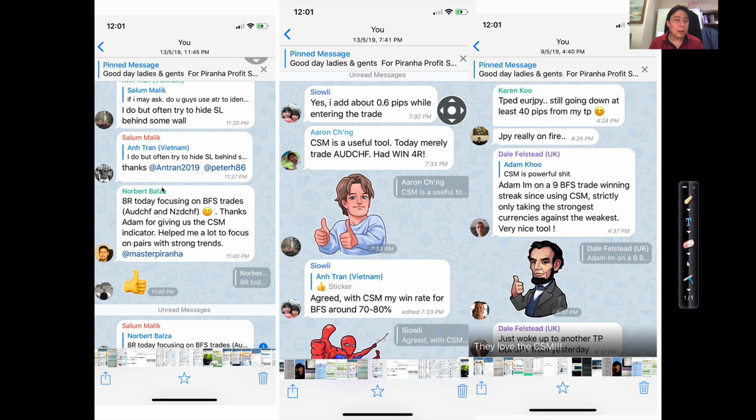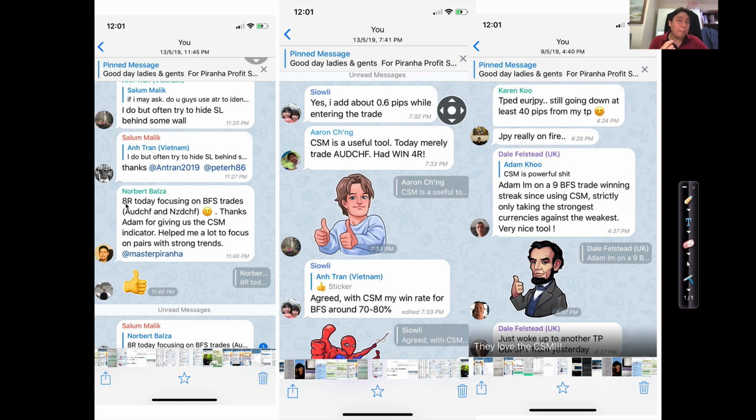This is from Norbert. I think Norbert's from Philippines, if I'm not wrong. He says 8R today. Now, in case you're wondering what is an R, when you place a trade, you either risk 1%, risk 2%, or risk 3%, right? So that's what we call an R, which is the unit of risk.